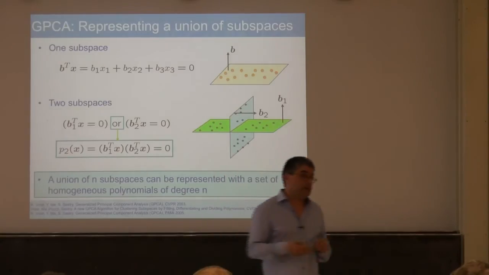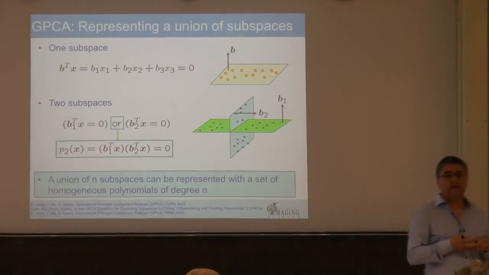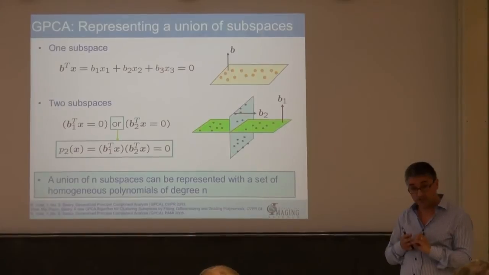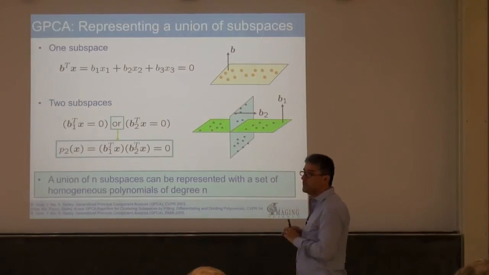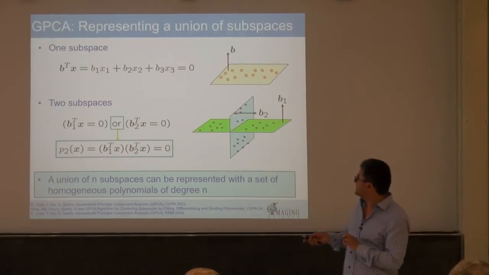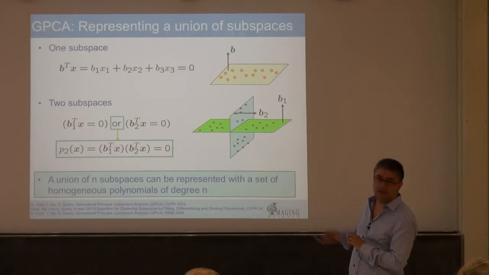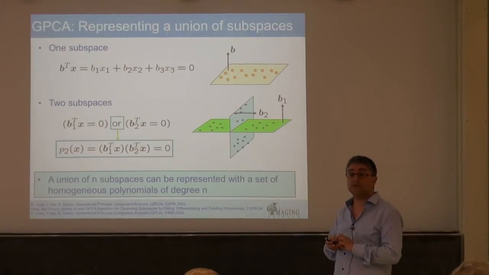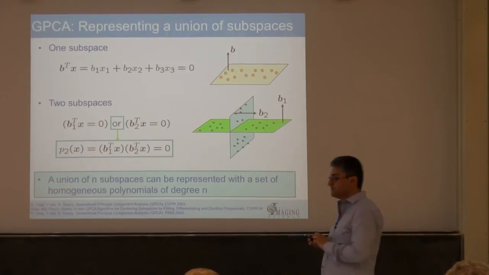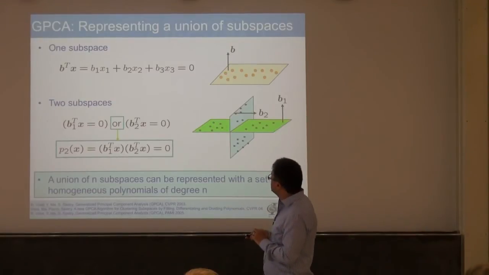So more generally, I illustrated this for planes in R3, but the general statement is that n subspaces can be represented with polynomials. See, this is a polynomial of degree 2 here in X. So in general, they can be represented with polynomials of degree n. All right? And here's the key insight.